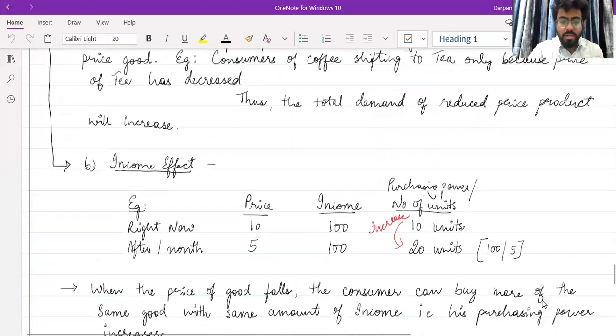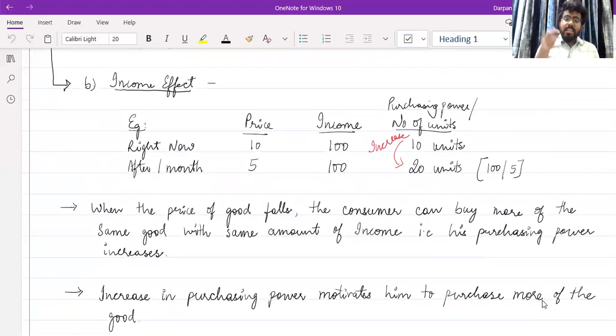Second is income effect. Now what is income effect? Income effect means, let's say prices are decreasing. If the price is decreasing, then your buying capacity or purchasing power increases, right? As you can see in the table, as the price is decreasing, your purchasing power or your buying capacity will increase. What is purchasing power? The number of units that you can purchase.